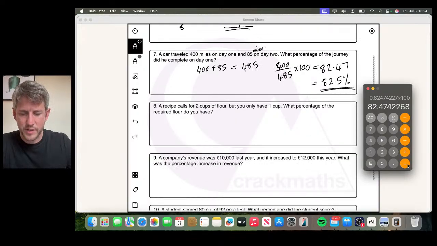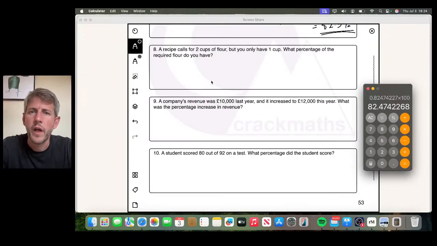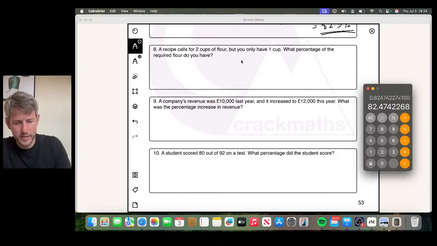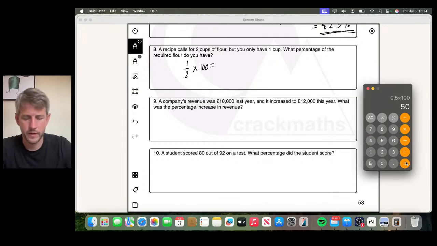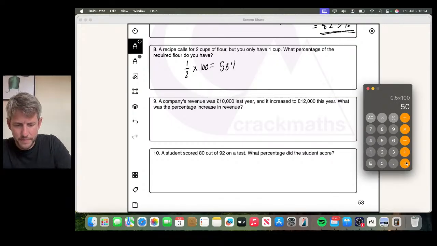Right, let's try question 8. A recipe calls for 2 cups of flour, but you only have 1 cup. What percentage of the required flour do you have? Okay, so we have 1 out of 2 cups, and we times that by 100. That will give us the percentage. You might know this, it's going to be 50%, because 1 divided by 2 is a half, and a half times 100 is 50%. So you have 50% of the flour.